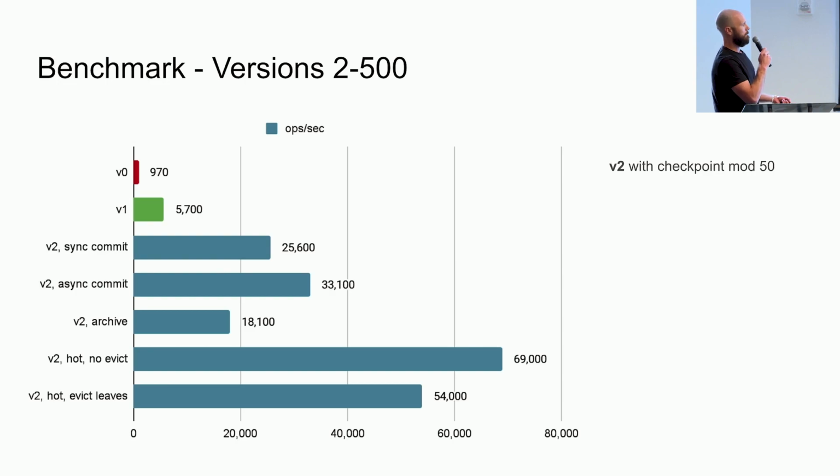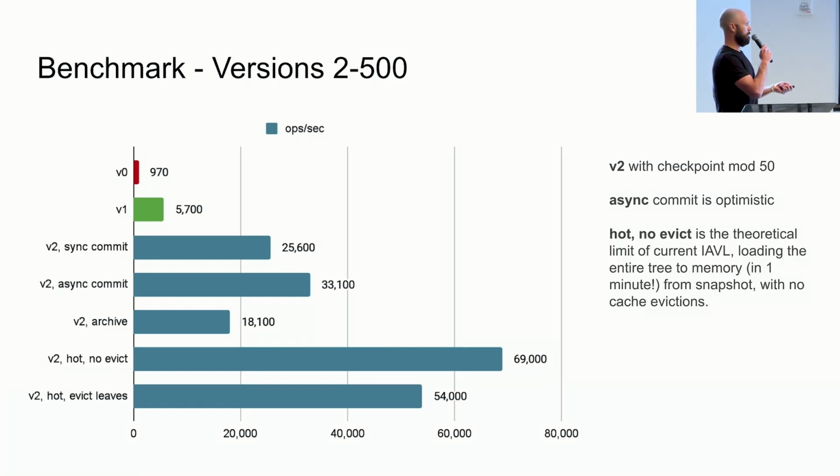Okay, so checkpoint doesn't mean anything to you right now. It will later. There's a slide on what checkpoints are, but essentially what V2 is doing is it's writing inner nodes to disk at intervals. So these tests were taken checkpointing every 50 blocks, 50 versions. This async commit is just saying we're committing to disk optimistically, and then we're bailing out if the commit fails. In other words, you can write the tree to disk and still proceed with work while that's happening.